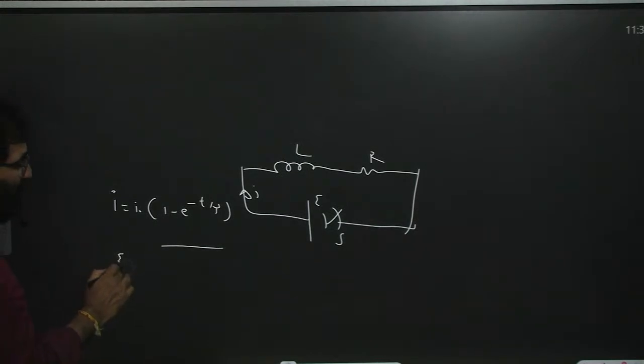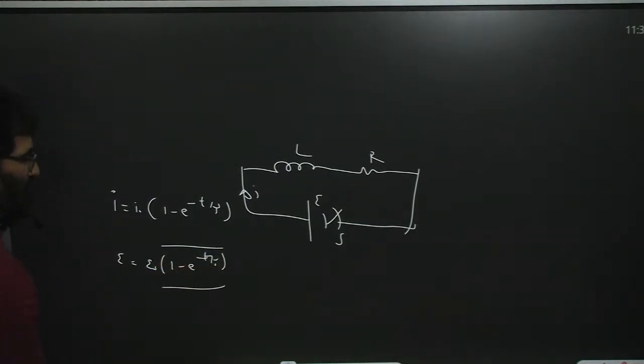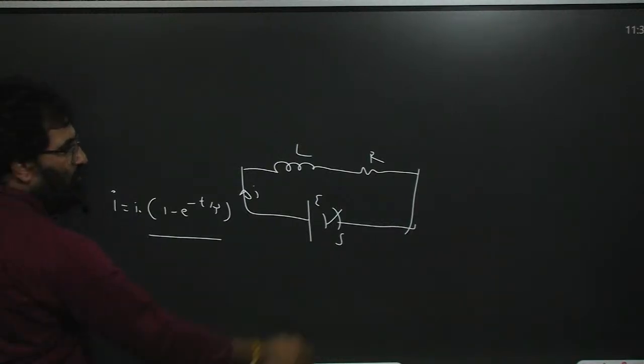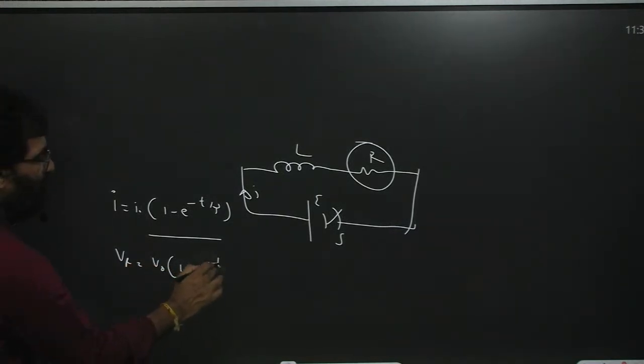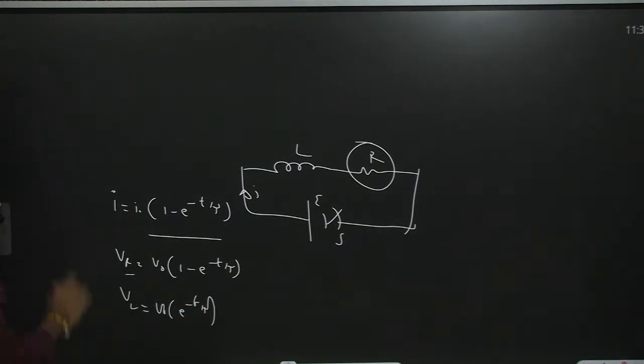Now E is equal to E naught into 1 minus e power minus t by tau. So what is the voltage drop across the resistor initially? At t is equal to 0, current flowing through this is 0, so the resistor voltage drop is 0. Now V R is equal to V naught into 1 minus e power minus t by tau. And V L is V naught into e power minus t by tau. This is important.